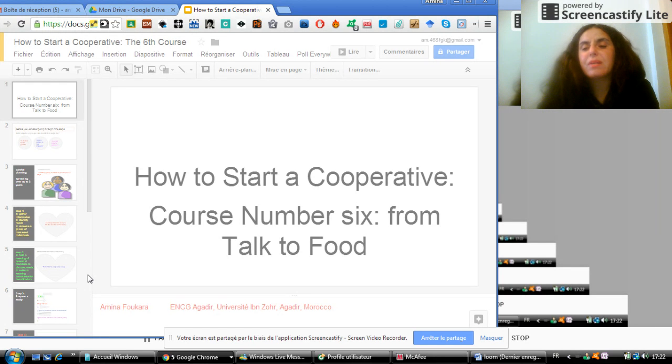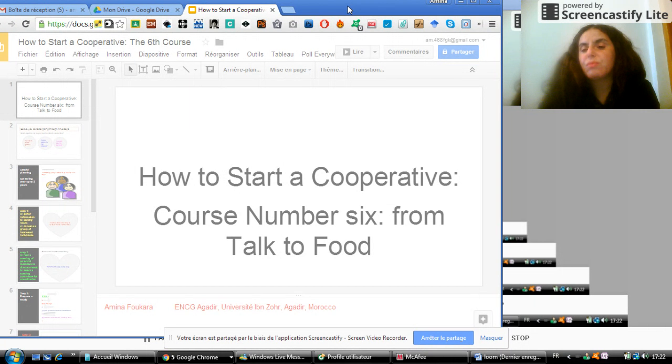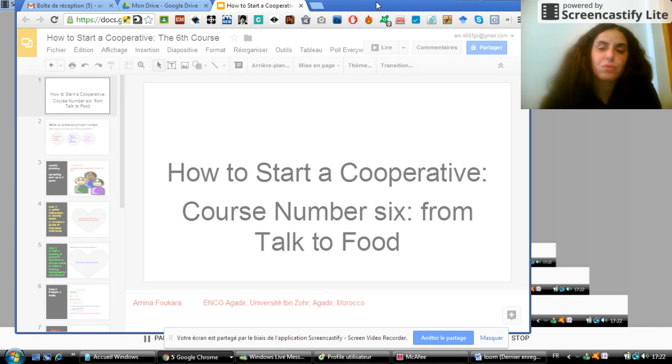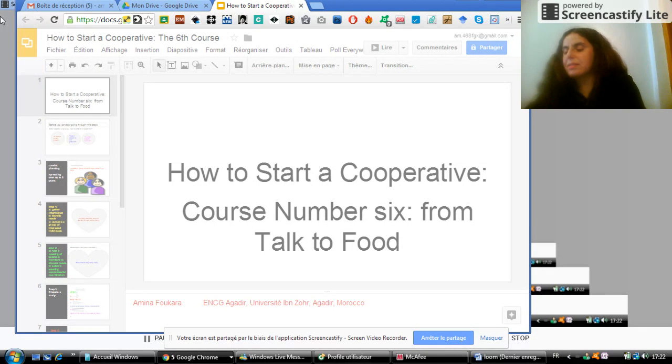Because if you identify their needs, it will be easy for you to hold control on the minds of those people. And thus, it will be easy for you to encourage them to belong to a cooperative and to pay their fee. So the second thing that you will need to know to go through the second step, it's organization.